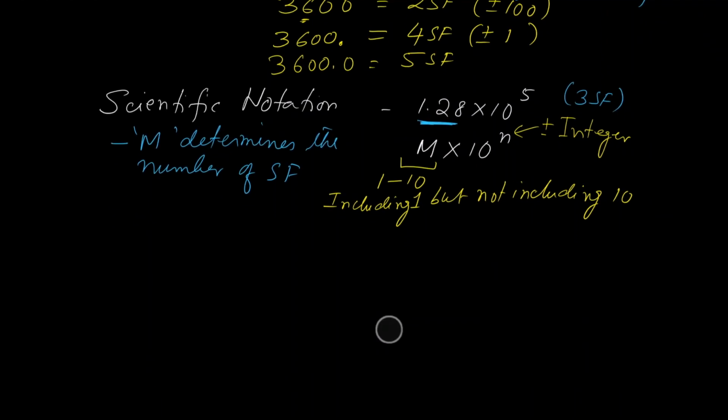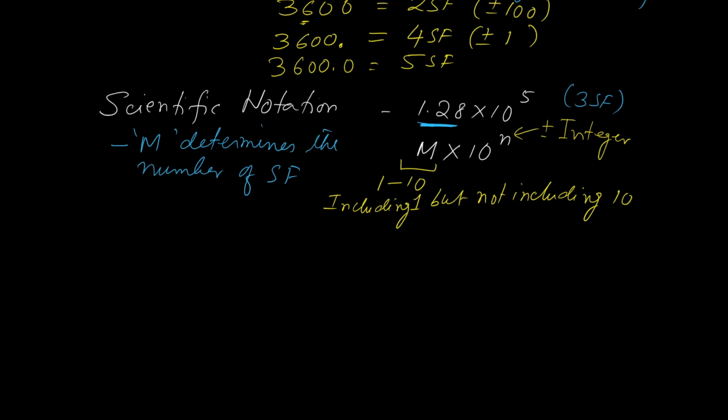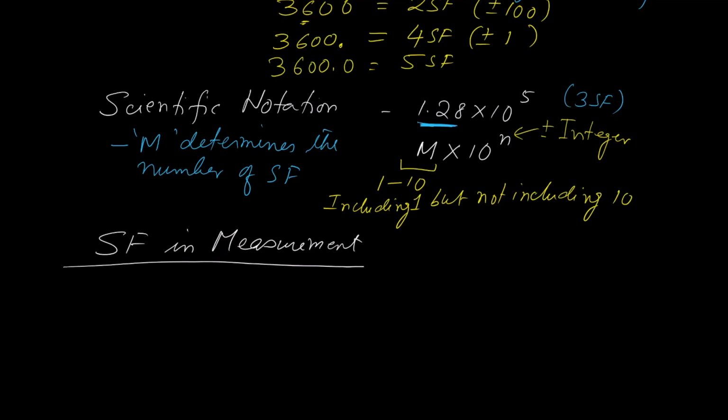Now, scientific notation is a very convenient way of writing numbers in whatever number of significant figures you want, and we'll discuss that later. But let's discuss another important thing: how to determine significant figures in measurement. When you are measuring something, let's say the length of a stick with a ruler, how many significant figures should I keep? How many decimal places should there be? That depends on the accuracy of the instrument.